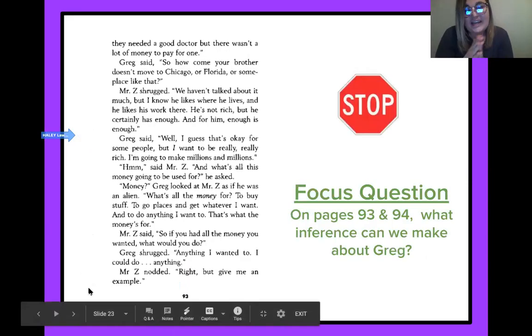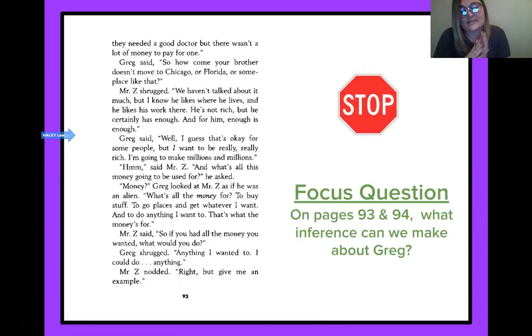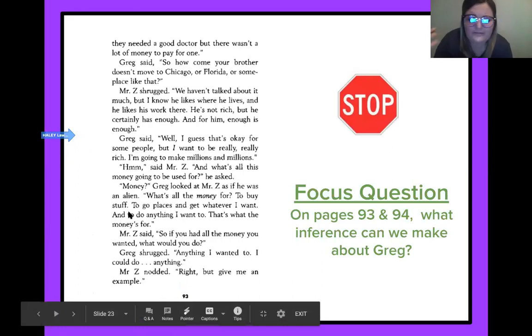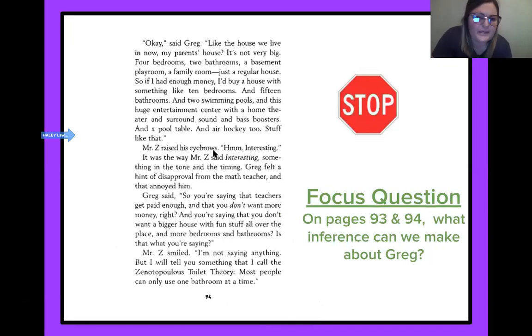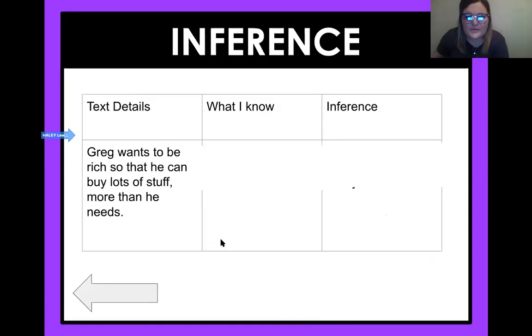So looking at these 2 pages, I'll give you guys a few seconds. What details about Greg stick out to you? What do we learn? Money? What's all that money for? To buy stuff, to go places and get whatever I want, and to do anything I want to. That's what the money's for. So he wants all the money. He wants to get a bigger house. He thinks that people should be paid more. So Greg wants to be rich so that he can buy lots of stuff. And Mr. Z kind of made him realize it's really more than he needs. Because Mr. Z was like, you can really only use 1 bathroom at a time. Why do you need so many?